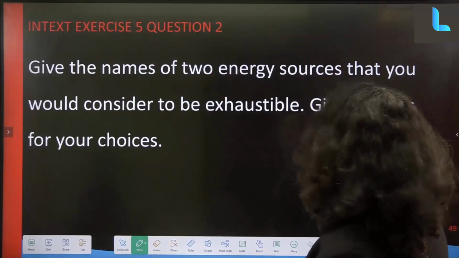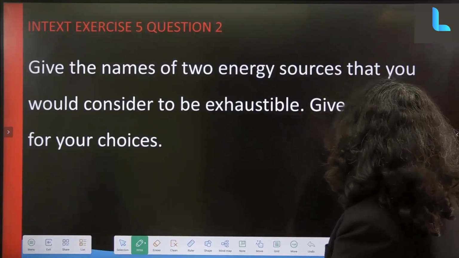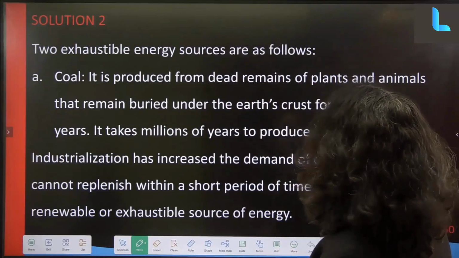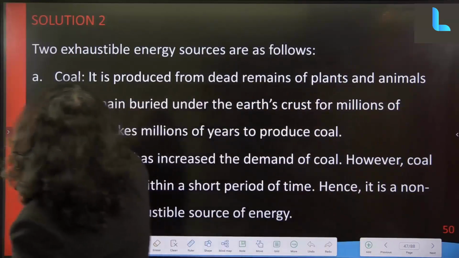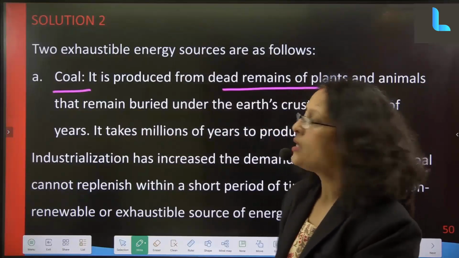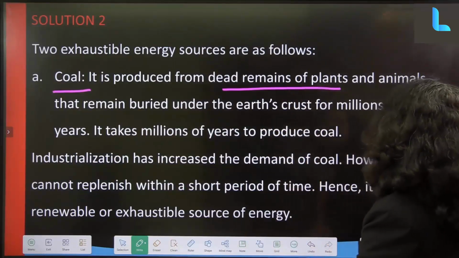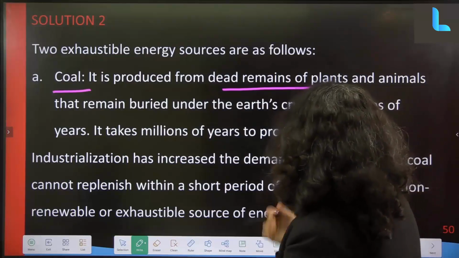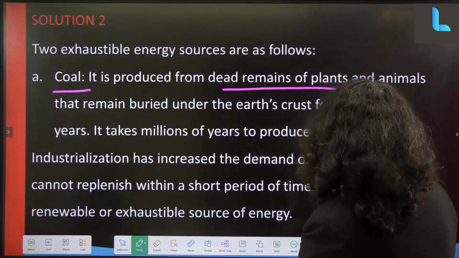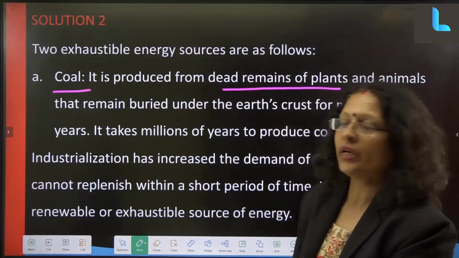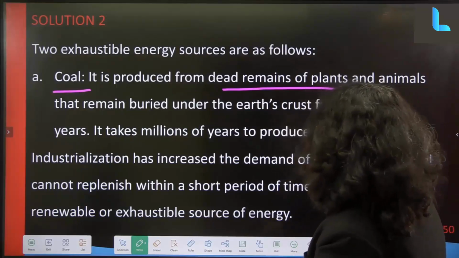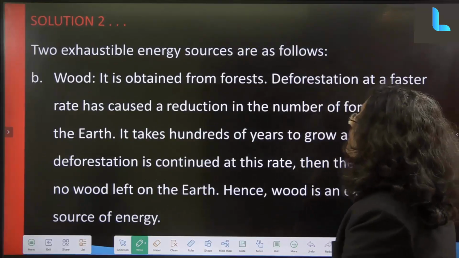Give the names of two energy sources that you could consider to be exhaustible. Give reasons for your choice. Two exhaustible energy sources. Number one is coal. It is produced from dead remains of plants and animals buried under the earth's crust for millions of years. It takes millions of years to produce coal. Now industrialization has increased the demand for coal. However, coal cannot be replenished within a short period of time. Hence it is a non-renewable or exhaustible source of energy.